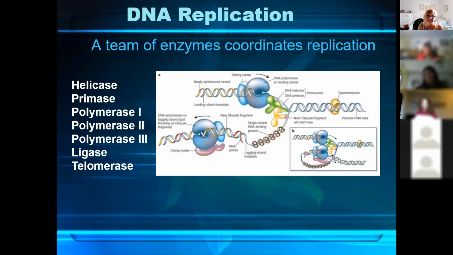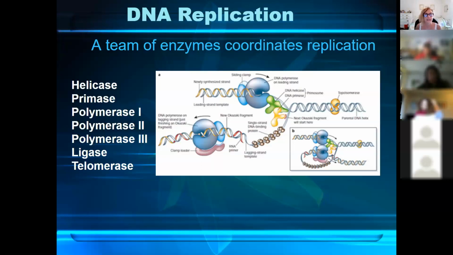So we'll talk about what each of these do. Remember, the name itself tells you something about the molecule. So even if you've never seen it before, come test day, anything that's an ASE ending is an enzyme. The first part tells you whatever it acts upon. So the helicase acts on the helix, right? So it's going to unzip the helix. Primase is a primer. So we'll get to that.